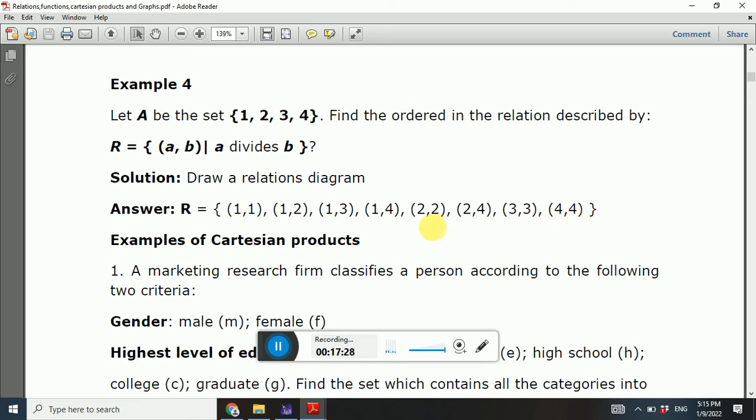And from this answer you can see that for each pair here, the first element represents A and the second represents B. When you take B and divide by A, for all these pairs you get remainder 0. Let's see.